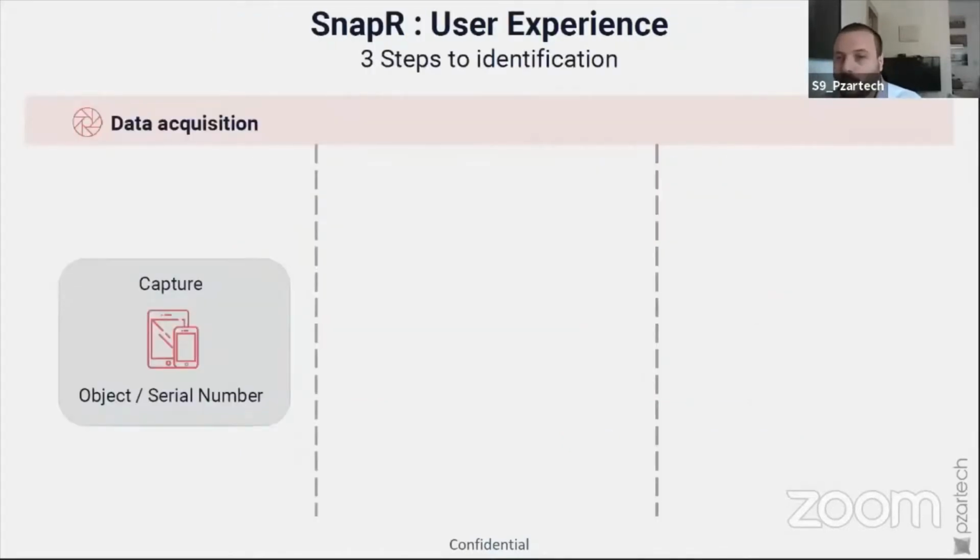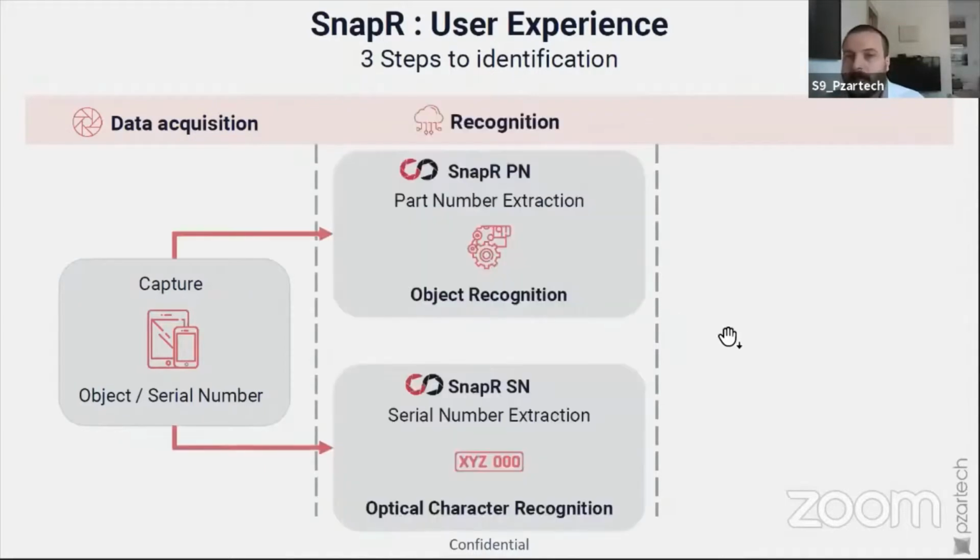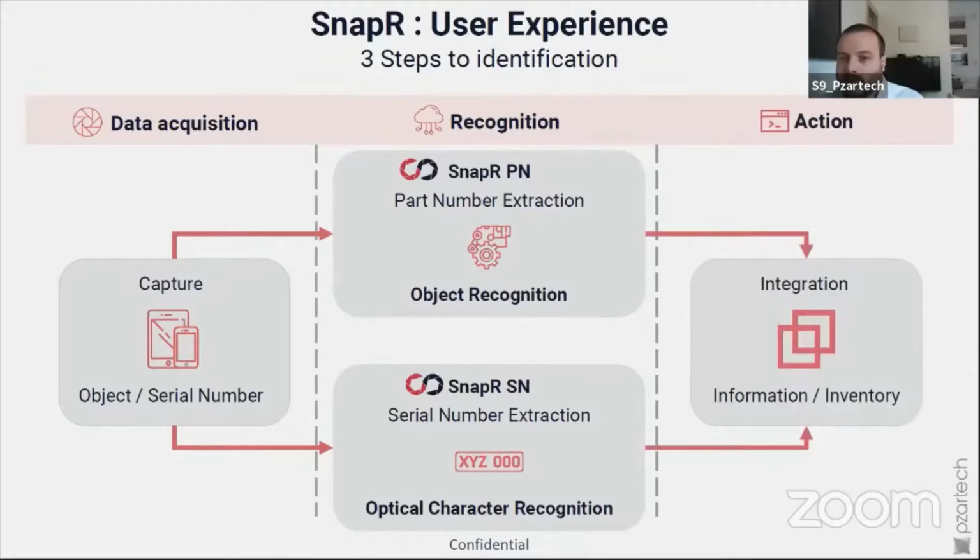Snapr is a very simple 3-step identification solution. The technician just needs a basic smartphone. He either pictures the part that we match with a catalog we built with our client to retrieve the part number, or pictures the serial number to extract it. And once the technician validates the recognition, he or she accesses more information or moves forward in his or her inventory. And this saves a lot of time.